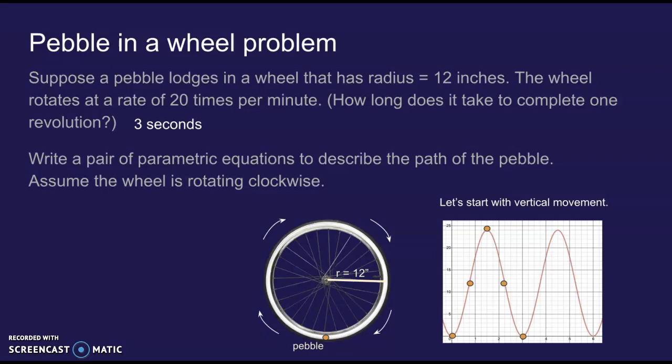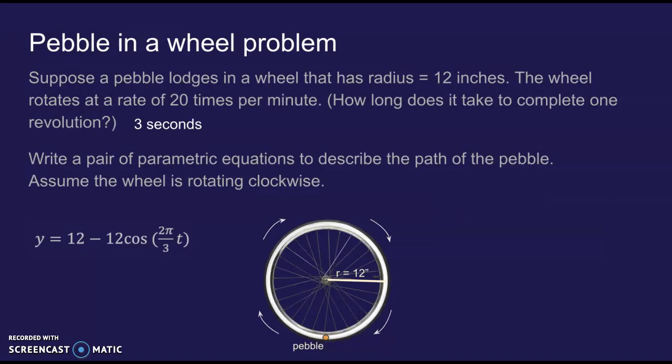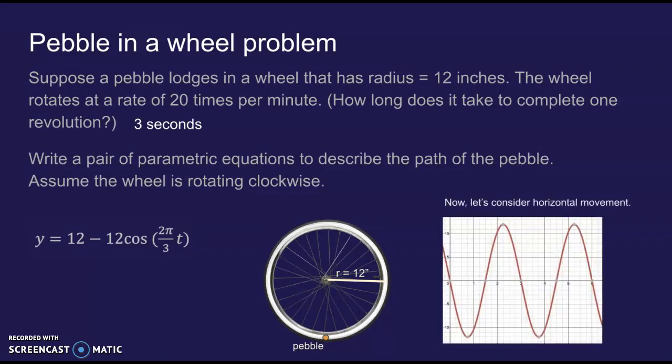And now we're going to write the equation. So we have an amplitude of 12, a vertical shift up of 12 units as well. This is a cosine curve starting at the bottom, so that makes it a negative cosine curve. So we have the vertical shift of 12. Because it's a negative cosine curve, I have the minus 12 cosine, and then it's 2 pi divided by the period of 3 times t. So that describes the path of this pebble vertically, where t is the time in seconds after it starts spinning.